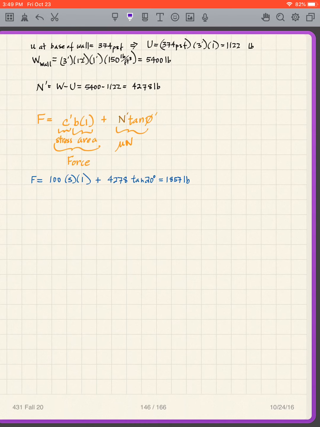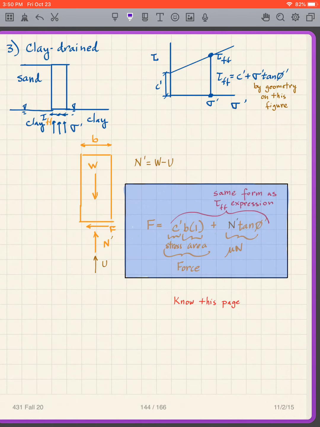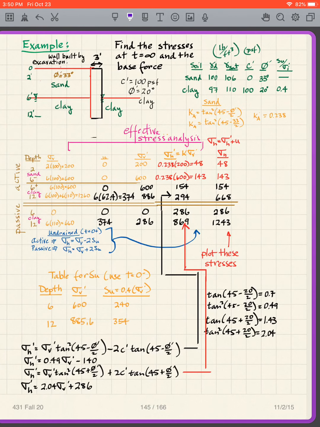Now, what is the U at the base of the wall? That is what we just sort of covered. How do I get it? Well, we're talking at t equals infinity. That means I'm going to use my C prime and phi prime, so I have to use the expression we developed last time, which is C prime B plus N prime tangent phi prime. So I use that expression.